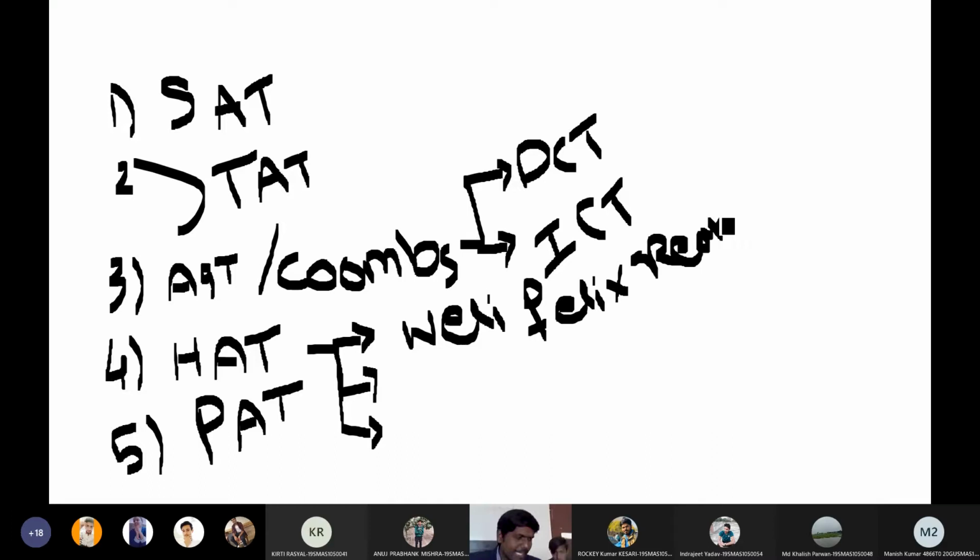Weil-Felix reaction, and the second one is the Paul-Bunnell test. Paul-Bunnell test.